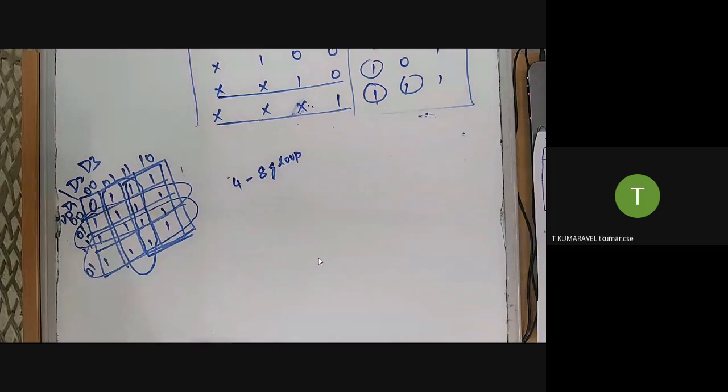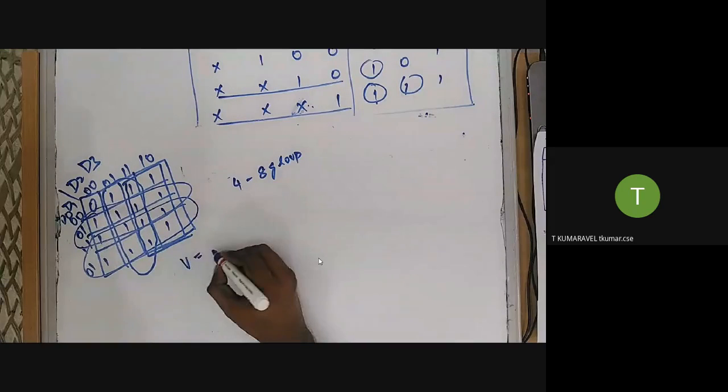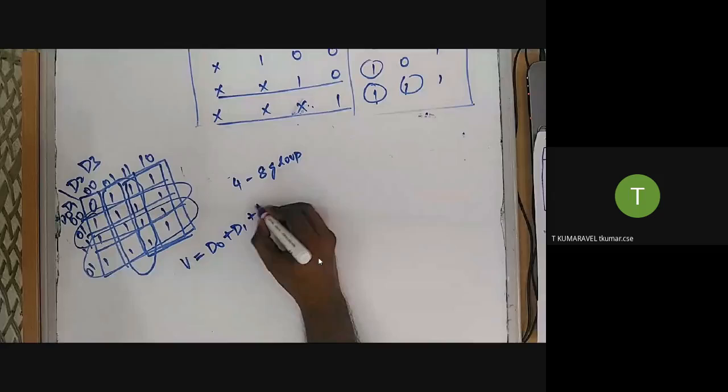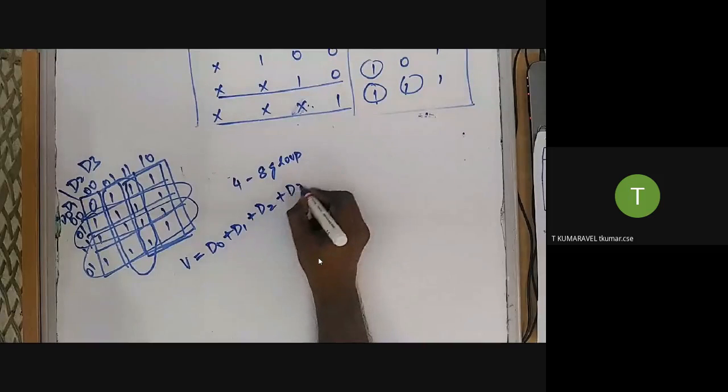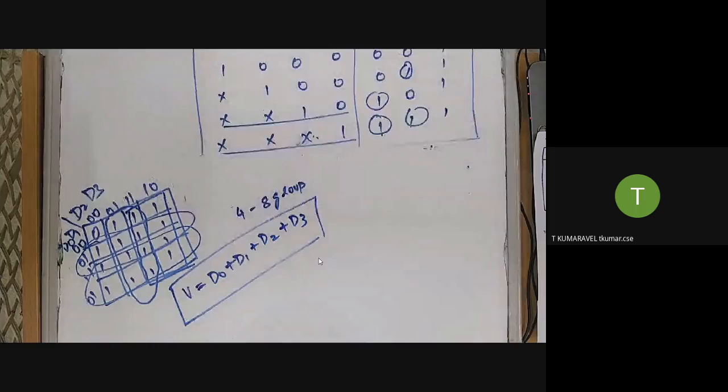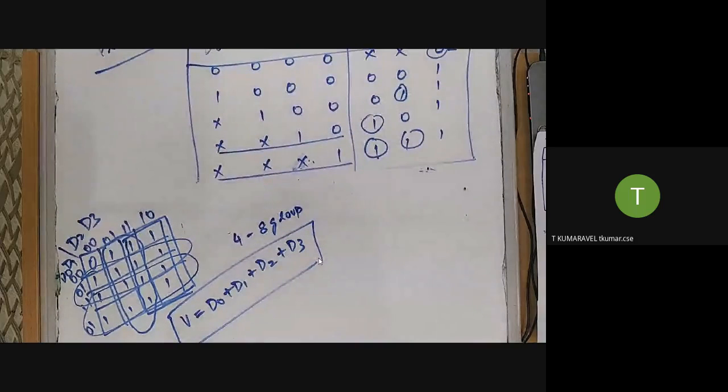Okay, try it out yourself. Already we have solved a lot of problems regarding K-map simplification. If we simplify that K-map, you get the value D0 plus D1 plus D2 plus D3. This is the final value. So now we got all the Boolean expressions. The final task is, based on that, you should draw the circuit diagram.